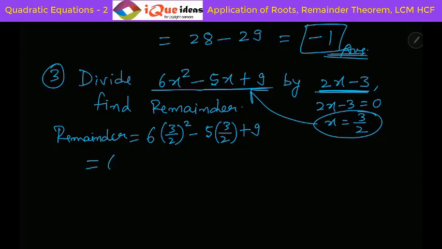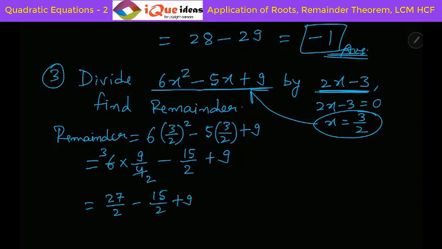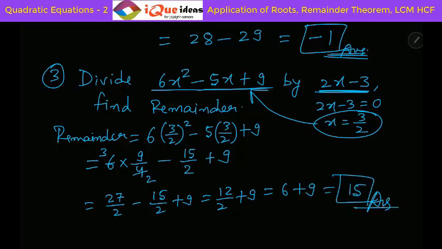Simplify this. 3 by 2 squared is 9 by 4, minus 5 into 3, that is 15 by 2, plus 9. Now 2 cancels 4 two times and 6 three times. So this gives us 27 by 2 minus 15 by 2 plus 9. Now 27 minus 15 is 12 by 2, plus 9. 12 by 2 is 6, plus 9 is equal to 15. So the answer of this question is 15. In any case, you can see that the divisor has to be equated to 0, we get some value of x and put it in the expression to find the remainder. Now let's take a couple of tricky questions here.